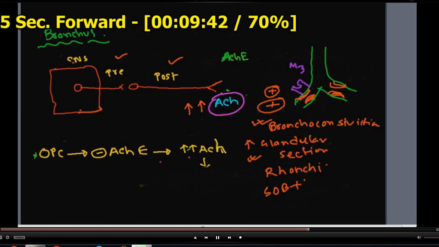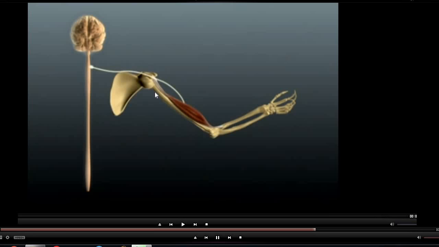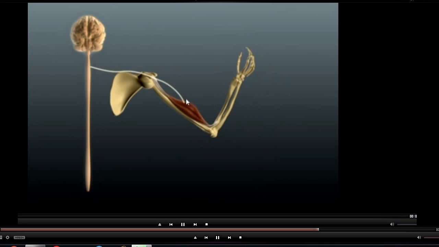So we can get shortness of breath and you can get bronchi. Now coming to the function of the skeletal muscle, you can see this is the spinal cord. From the spinal cord there is a motor neuron, and from the motor neuron the signal goes to the skeletal muscle, right, and leads to skeletal muscle contraction.